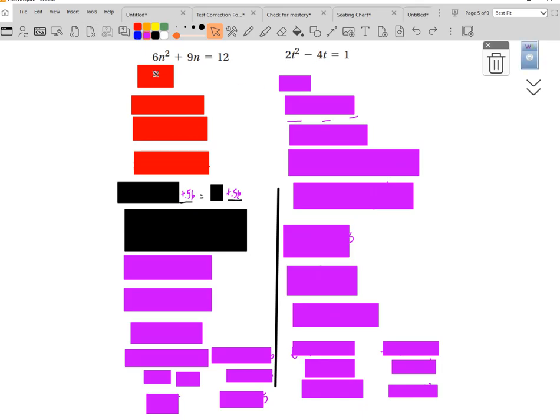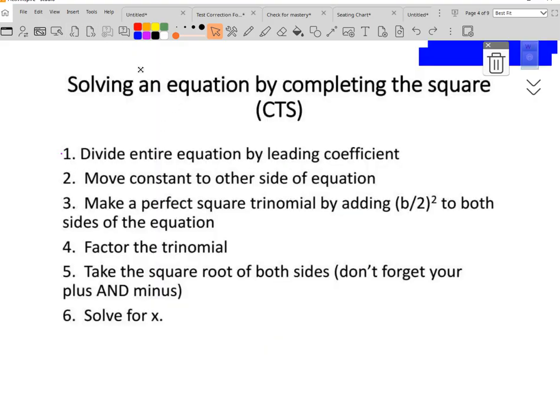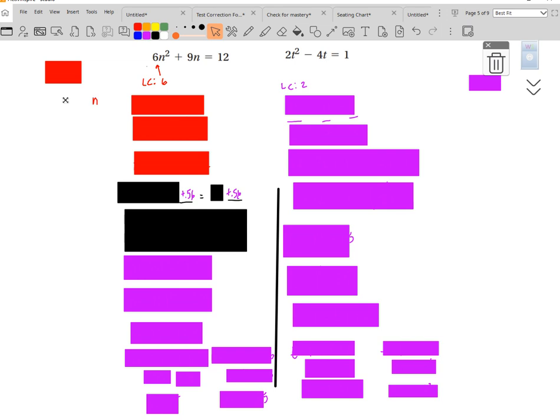Okay, so what is a leading coefficient? These look different than the ones that we solved earlier because they have a coefficient other than 1 on the quadratic or squared term. So the leading coefficient here is 6. The leading coefficient here is 2. So we're going to divide this entire equation. That is the one step we didn't have to do. We're going to divide by the leading coefficient. Take that same equation, and we're going to divide it by the leading coefficient.